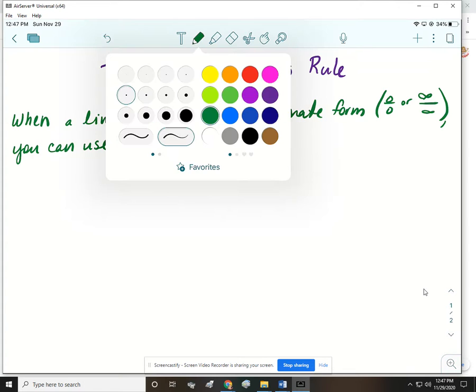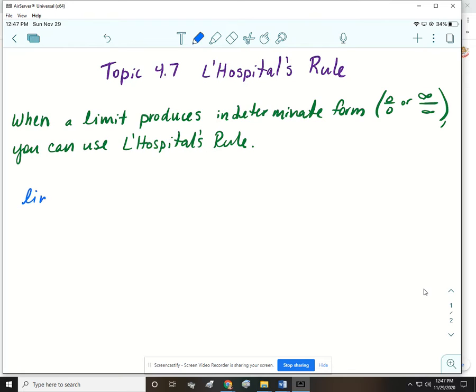All right, and L'Hôpital's Rule tells us that if we have the limit as x approaches c of f of x over g of x, and that gives us 0 over 0 or infinity over infinity, what we can do is then find the limit as x approaches c of f prime of x over g prime of x. So basically just find the derivative of the numerator and the denominator, and then try it again. Try plugging in c again and see if you get 0 over 0. If you don't, you get like 2 over 3 or something like that, then you have the value of the limit.